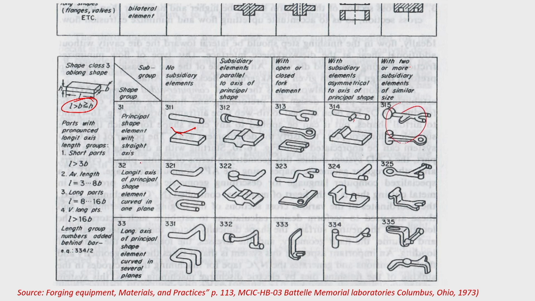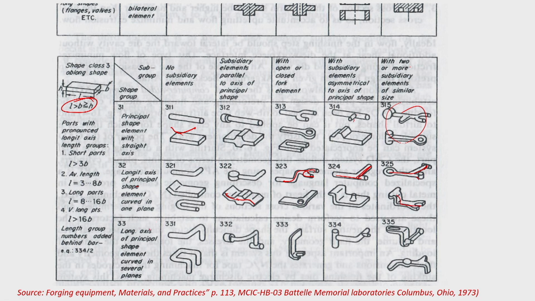So, when you move to a longitudinal axis of the principal shape element curved in one plane, so here there is a curve, here it is a curve, you need an intermediate process for closed die forging of this. Similarly, the case is here also. So, I am not going to discuss much about these forked shapes and other things coming. So, here too much complication is there.